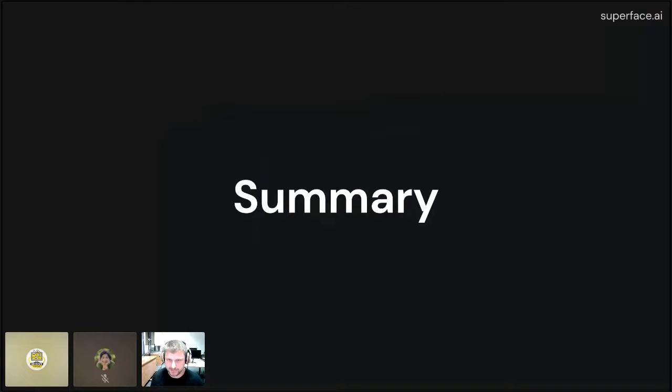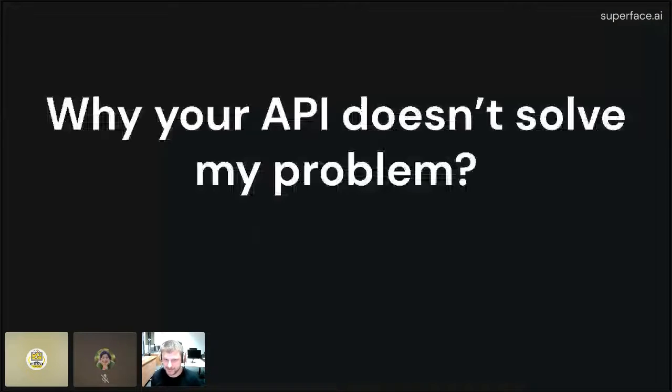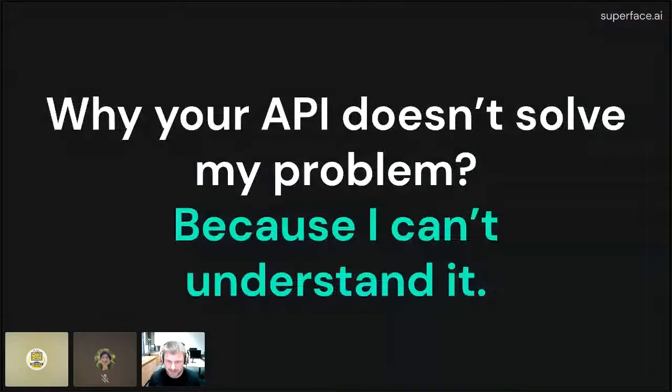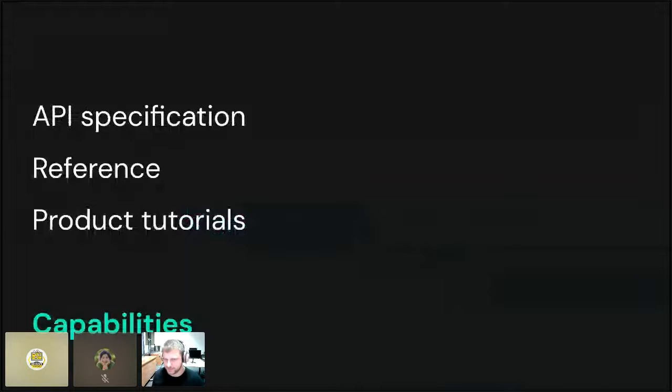So to tie this up, to return back to the title of my talk, why your API doesn't solve my problem? Well, usually it's because I can't understand it. Typically what you will present to me in the documentation are references of, say, endpoints or data models, or you give me product tutorials, and maybe even you give me an OpenAPI specification, which is everything that's great to understand the capabilities of your API.